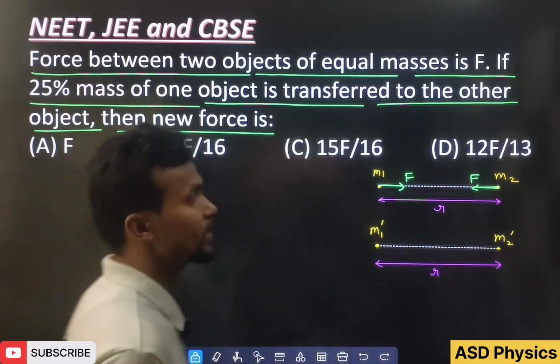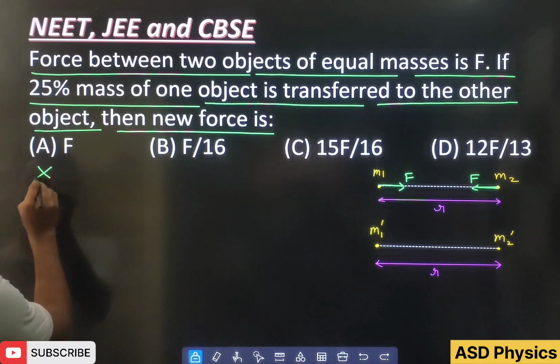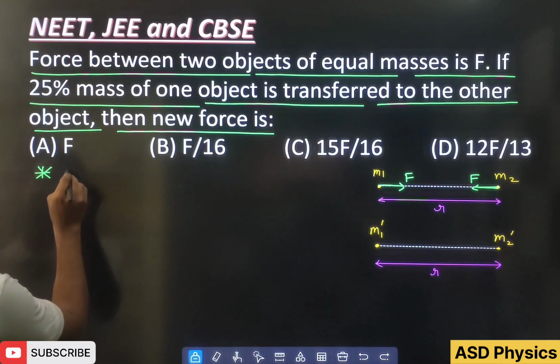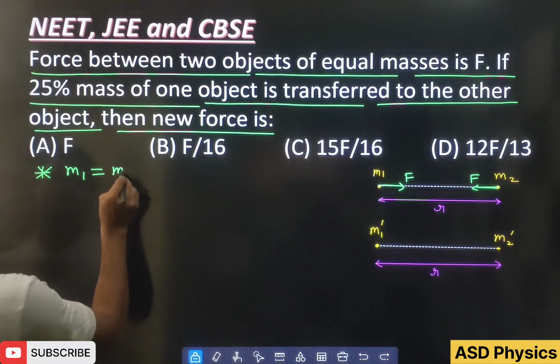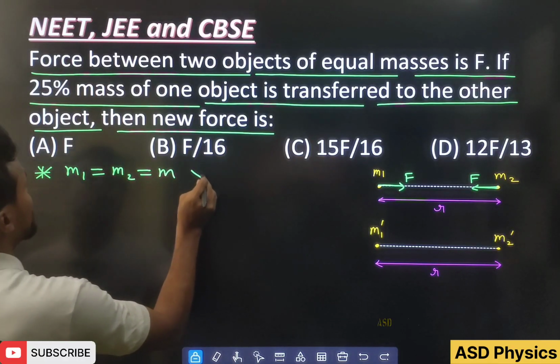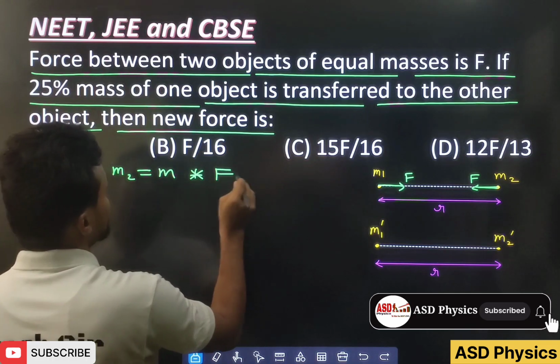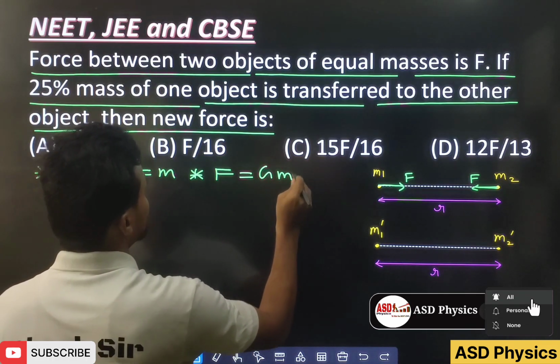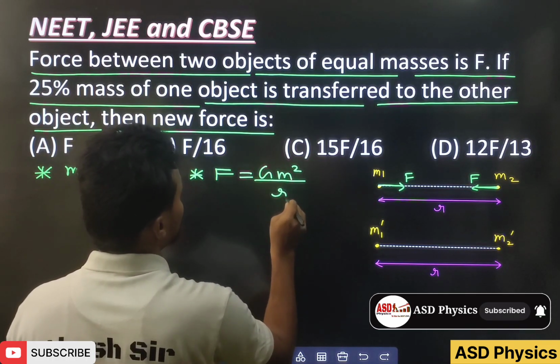Okay. So in the first situation, the masses are the same, so M1 equal to M2 equal to M. And how much force will come here? We can write G M1 M2, that means G M square by R square.